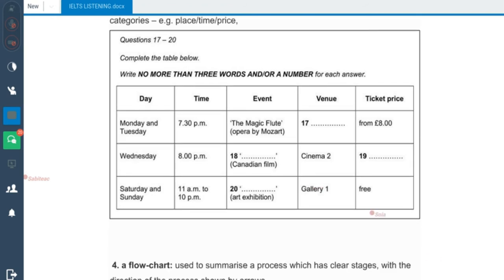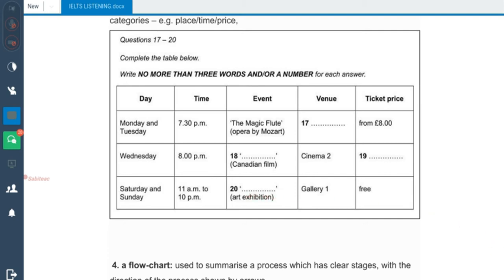So look at this table. For question 17 on this table, you have to fill the venue. So you are listening for venue. For question 18, you are listening for the event name. For question 19, you are listening for ticket price. For question 20, you are listening for event name.